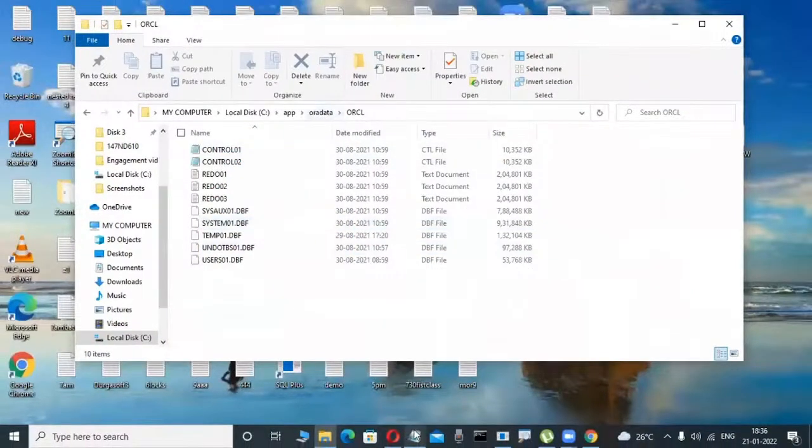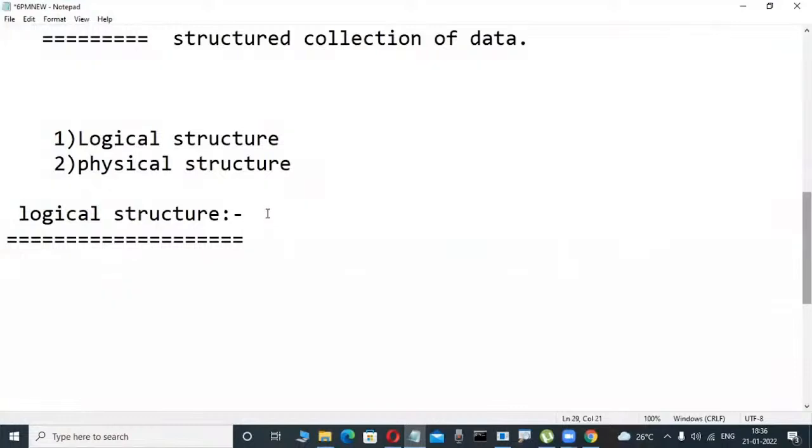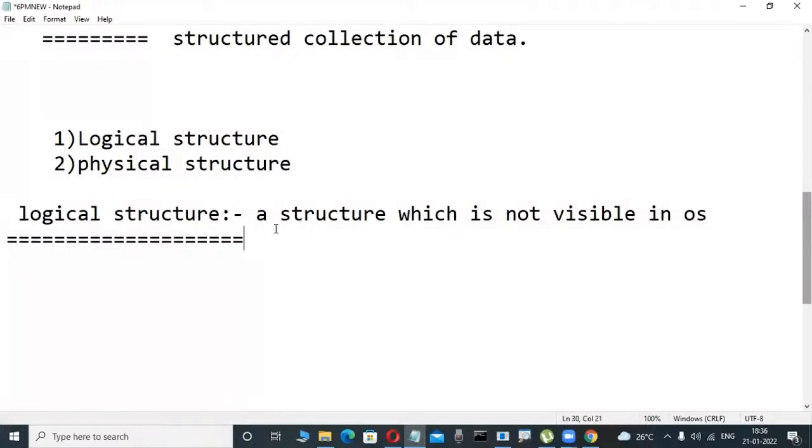That's why what a logical structure means, don't write it, is a structure, now here, a database structure, don't worry. A structure which is not visible in the operating system, in OS, is called logical structure, the logical structure of the database.